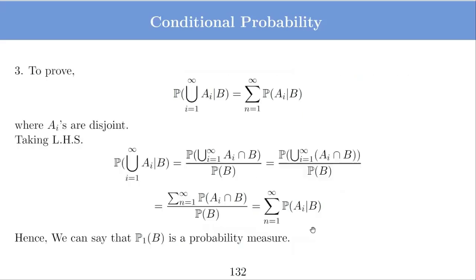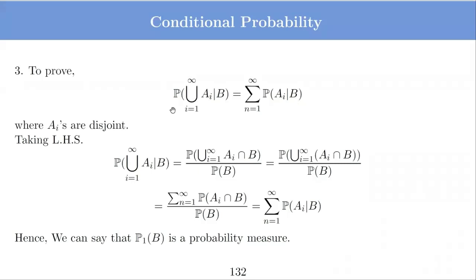And the third property we have to satisfy is countable additivity, which means P1 of union of Ai should be equal to summation of P1 of Ai. And if I apply the definition of P1, this is the equivalent of saying that for disjoint sets, probability of union of Ai given B should be equal to summation of probability of Ai given B. Right. So how do I prove this? And we are already given that P is a valid probability measure.